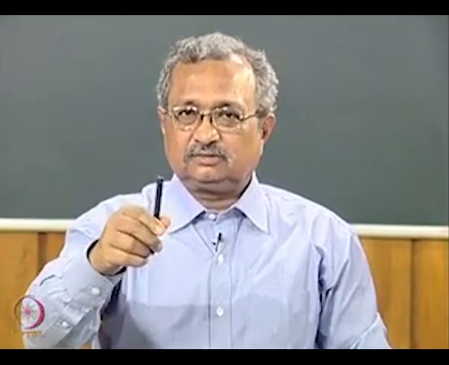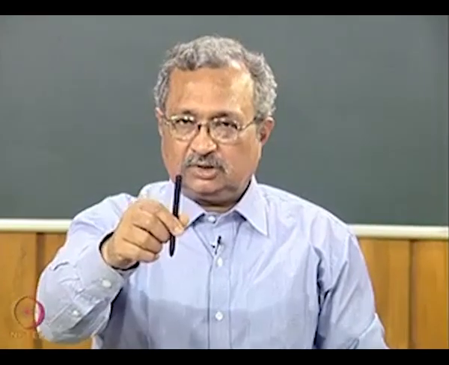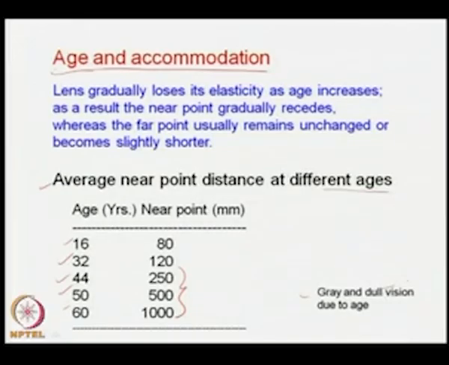Just now we mentioned grey and dull vision due to age. When the light is not being focused on the fovea and goes to the periphery of the eye, things will appear grey and dull. So, this is called dull vision due to age.